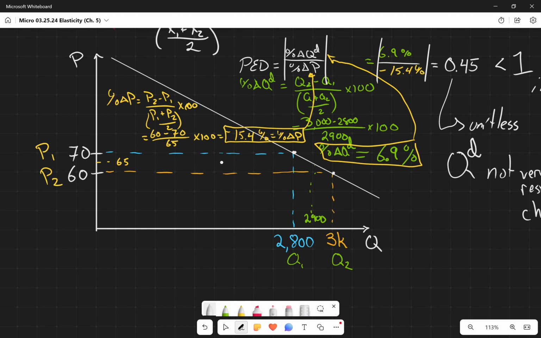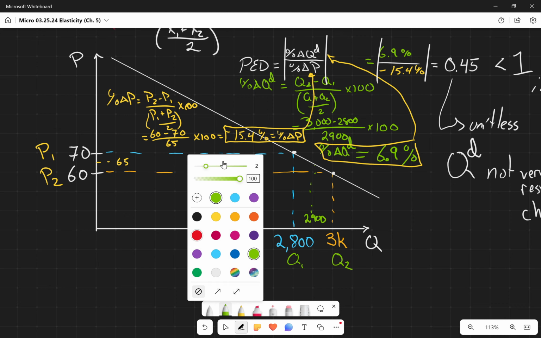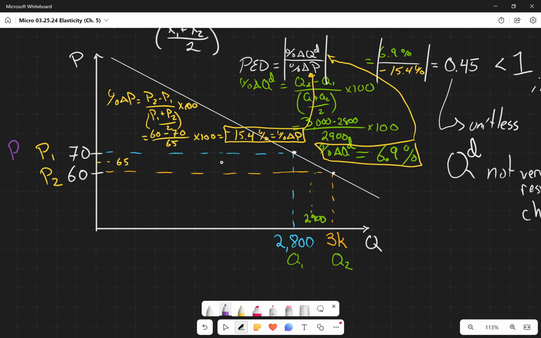If you wanted to, you could flip these, and you could have this be P2 and this be P1, and this be Q2 and this be Q1, and as long as it was all consistent, as long as the 2 always corresponded with the correct value for both the Q and the P, then it would work. What would end up happening is instead of getting a positive value for the quantity demanded, we would have gotten a negative value, and instead of getting a negative value for the change in the price, we would have gotten a positive value. So our calculations would have ended up the same. The signs would have just been flipped.